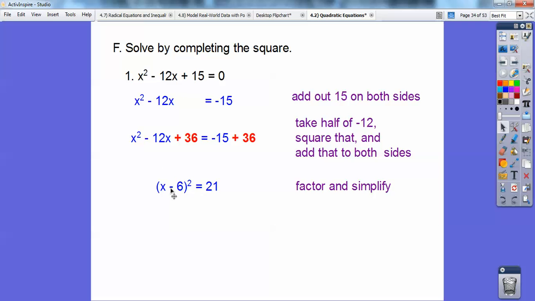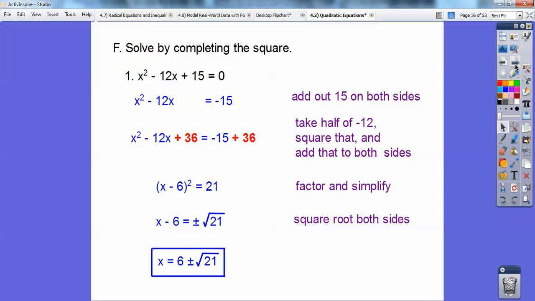This sign is always this sign right here. Okay, and then you go ahead and add those numbers. You get 21. And then if I have a square on the left and I square root both sides, don't forget your plus or minus, you guys. And then plus 6 to both sides, you get 6 plus or minus the square root of 21. Completing the square works just dynamite if A is 1 and that's an even number.